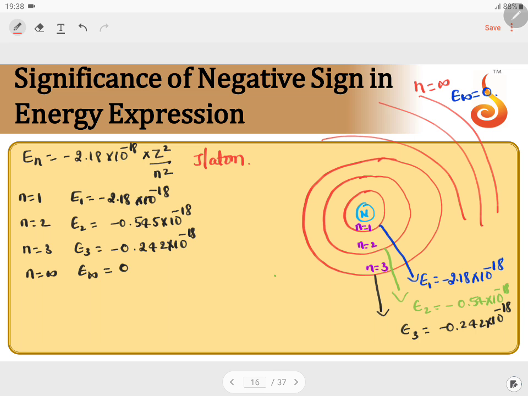Now, in this expression, there is a negative sign. So, for energy, we are having a negative sign. So what does it mean, or what's the significance of that? Let us understand. Now, there's a common rule that if you consider stability of any atom, electron, or anything, the one which is at lower energy state is always a stable one.